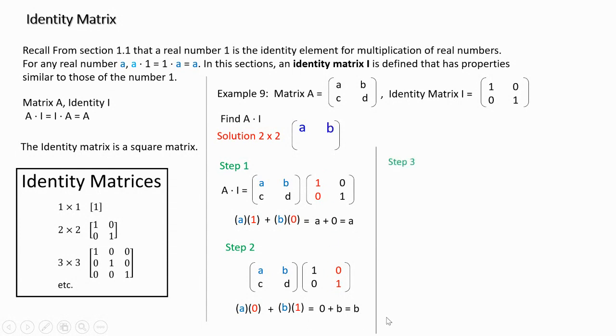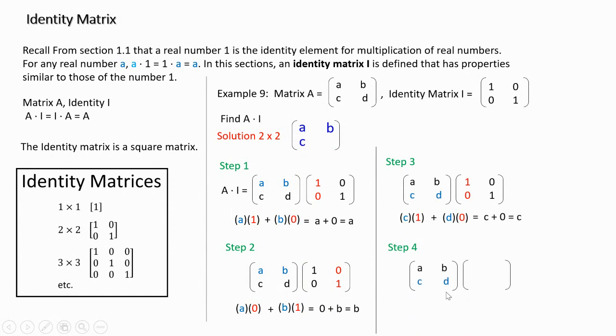Then the third step. Step 3, right now I'm going to switch rows, because I already multiplied row 1 by every column. Since there are no more columns to multiply by, I switch to the second row times the first column. So C times 1 is C. D times 0 is 0. So C times 1 plus D times 0, the answer will be C. So that's my third entry. And finally, step 4.